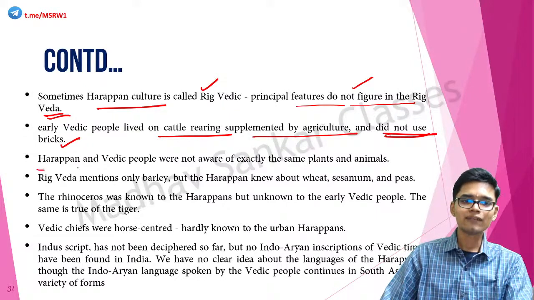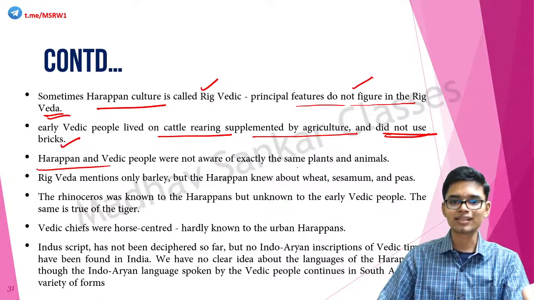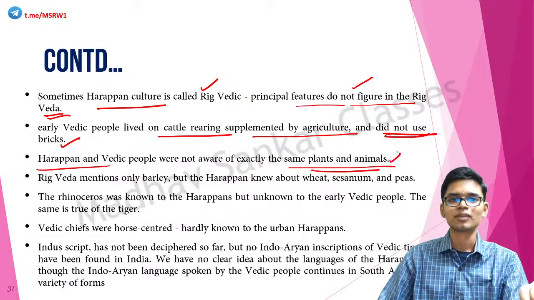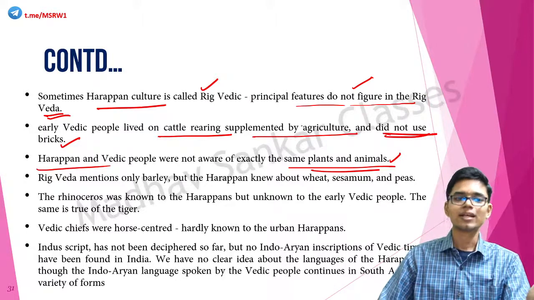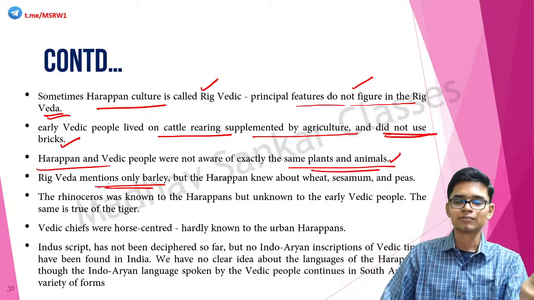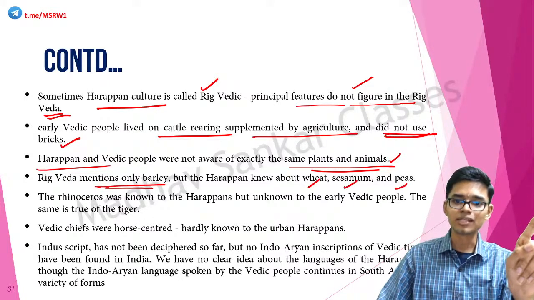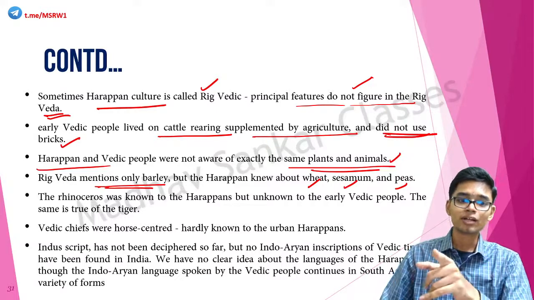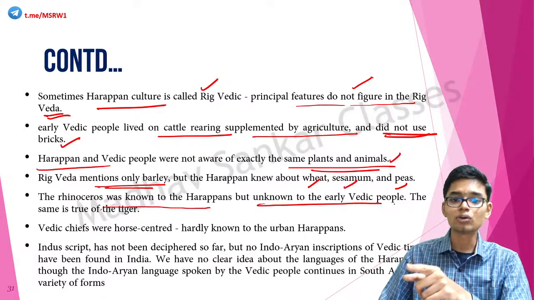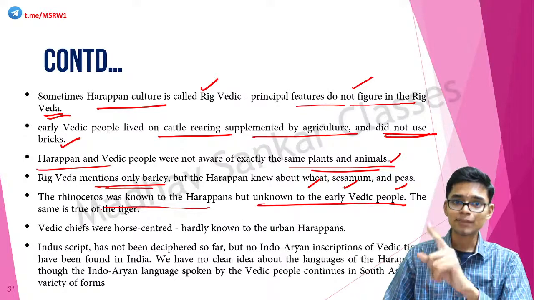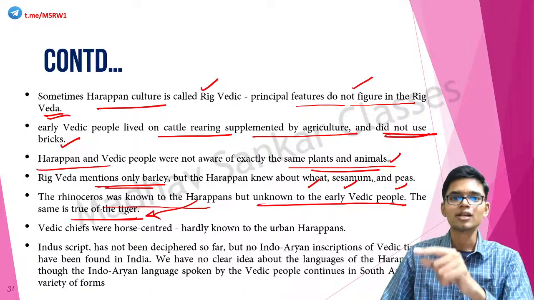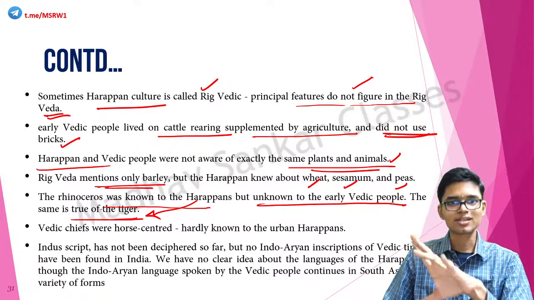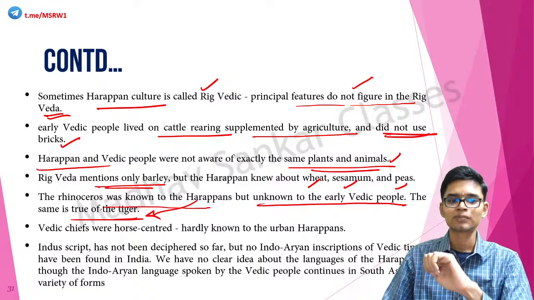Harappan and Vedic people are not aware of exactly the same plants and animals. That is another thing. Vedic people are aware of horse. But as far as Harappans are concerned, domestication of horse is unproven. Similarly, Rigveda mentions only barley, but Harappans knew about wheat, sesame, peas, many other crops. Rhinoceros was known to Harappans but unknown to early Vedic people. Same is true for tiger. Harappans knew about tiger, early Vedic people did not. So there are plenty of differences between Harappan and the early Vedic society.